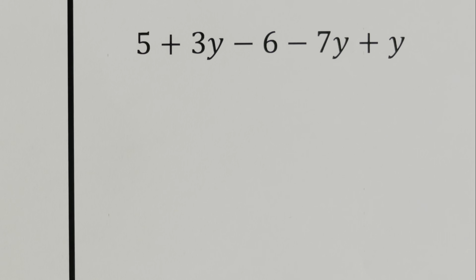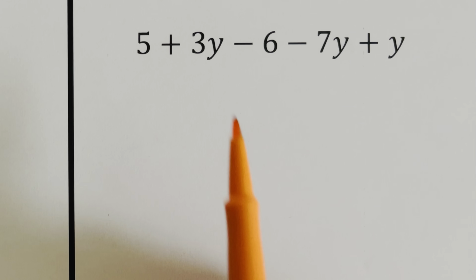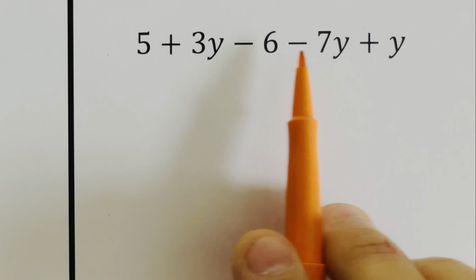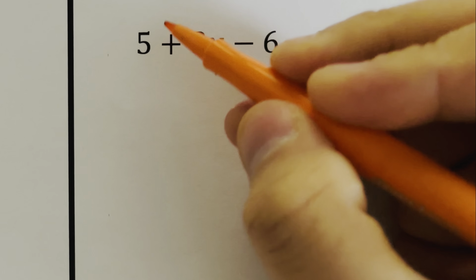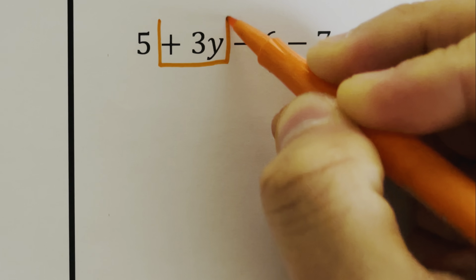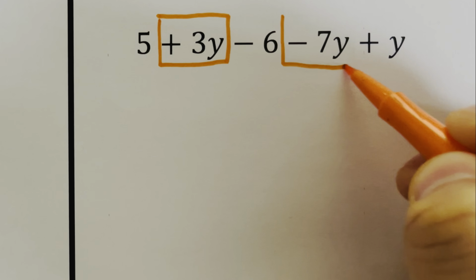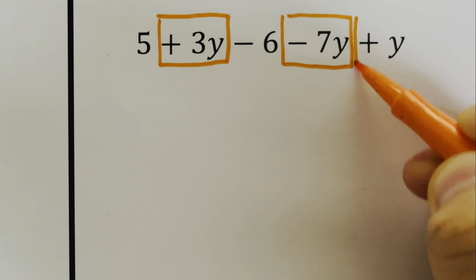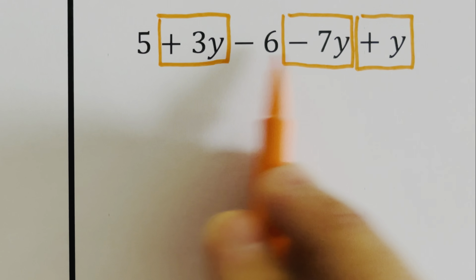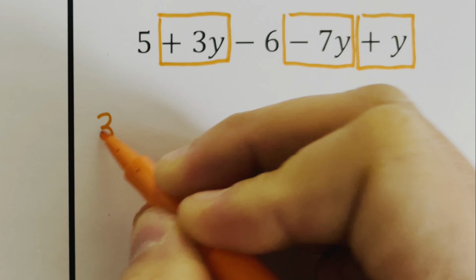Okay, so we go over the problem here. Again, we combine like terms. The like terms are the ones that have y's on them. So we put them together in the same color. That would be 3y. I will use a box for it. And then we have a negative 7y, and we have a 1y. So I go ahead and write these three out.